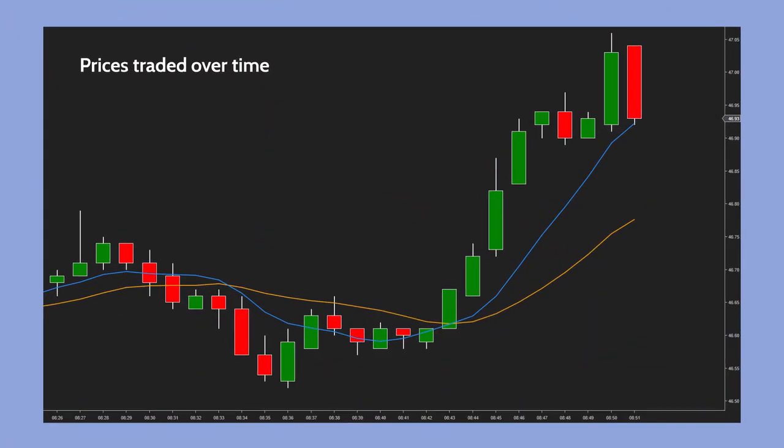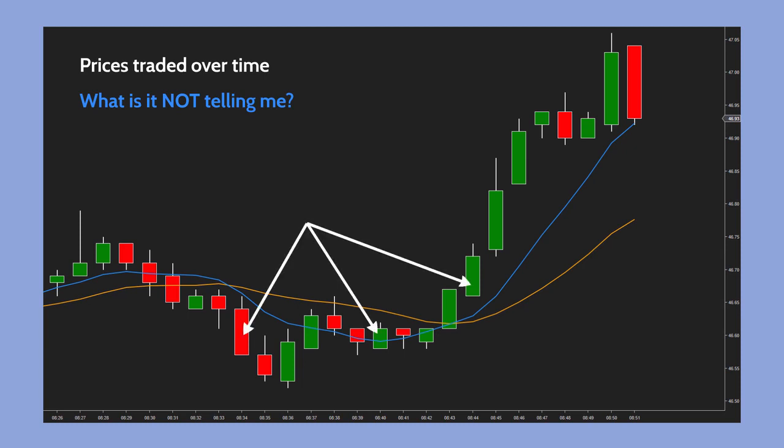We ended the last section with this chart, candles and moving averages, giving us a visual representation of prices traded over time, in this case, minutes. Lots of information here. But what is this chart not telling us? Well, we can see that price traded here, here, and here. But what I can't see on this chart is how much was traded at any of these prices. This chart's not telling me anything about my competition.